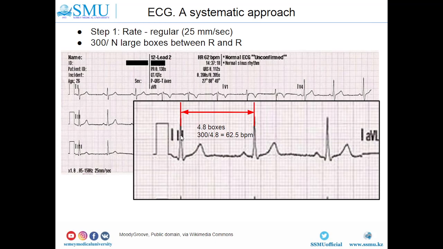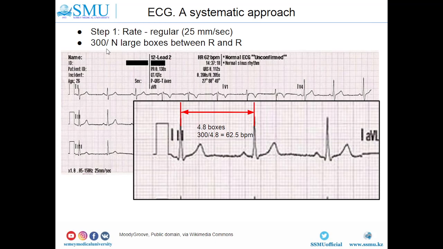In this case, we are analyzing the second lead, and this is a QRS complex, this is a QRS complex, and we have 1, 2, 3, 4 large boxes and 1, 2, 3, and 4 small boxes. It means that you have 4.8 large boxes because one large box consists of 5 small boxes.